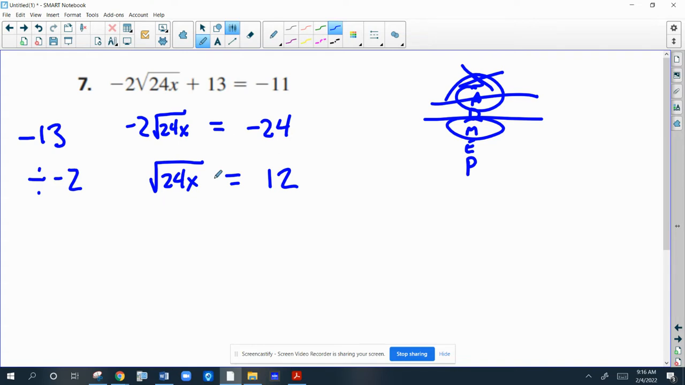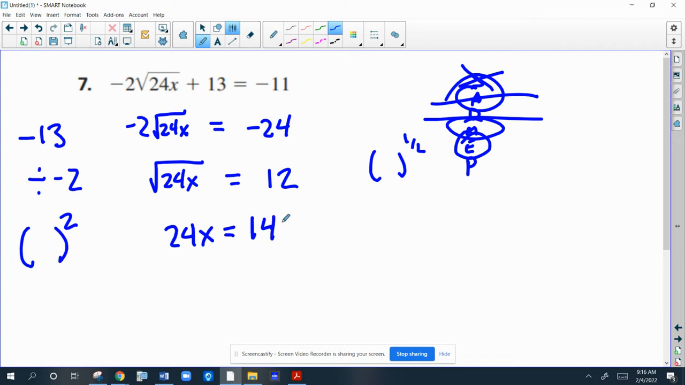Now remember, the square root is an exponent. It's to the 1/2. So we're going to undo that by the inverse, or the opposite. So instead of raising to the 1/2, we're going to raise to the second. The opposite of square rooting is squaring. So we're going to square both sides of this equation to get rid of the exponent. 24x equals 12 squared, which is 144.